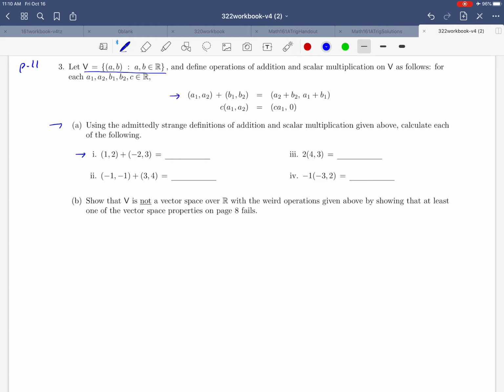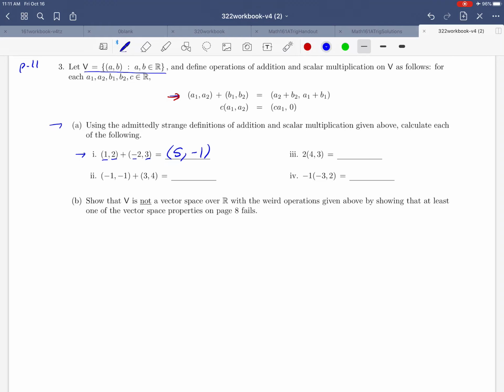Well, our definition of addition says that we're going to, in the first coordinate, put the sum of the second two coordinates. So 2 plus 3 equals 5 would go in our first coordinate. And then in the second coordinate would go 1 plus negative 2, negative 1. And the reason for that weirdness is the way that we defined addition up here. If we take that as our definition of addition, then that's the way that we have to add our vectors.